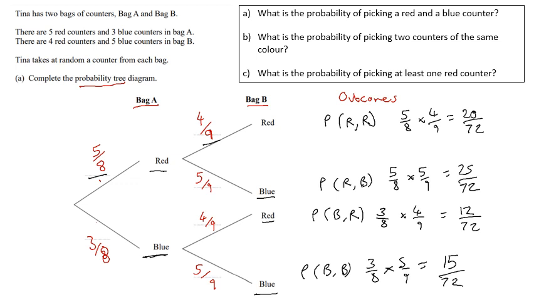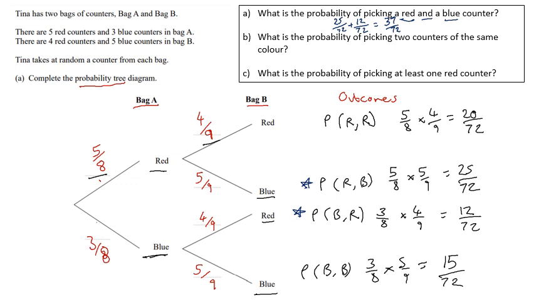Now, in terms of the kinds of questions you might get, we might get questions like this. So part A at the top says, what is the probability of picking a red counter and a blue counter? So red and blue. Well, there's 2 different ways that could happen, aren't there? I could either pick red and then blue, or blue and then red. They're both different ways of getting red and blue. So what I'm going to do is add those 2 options together. 25/72 plus 12/72 gives me 37/72.